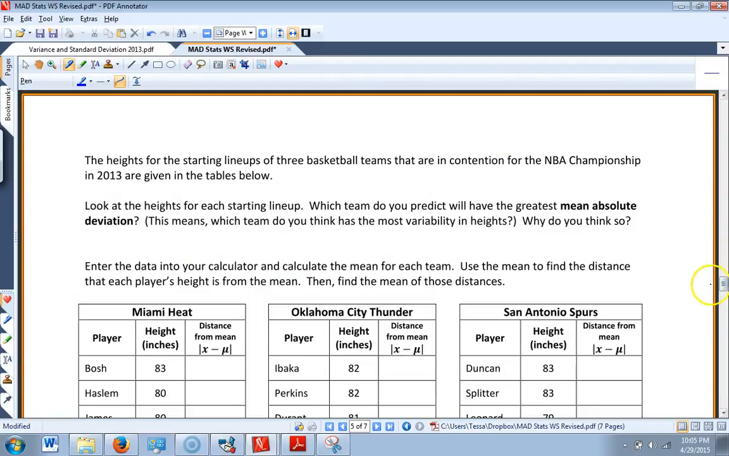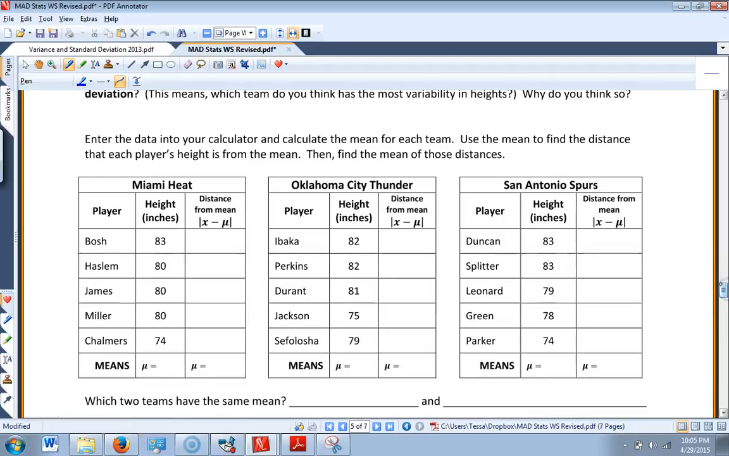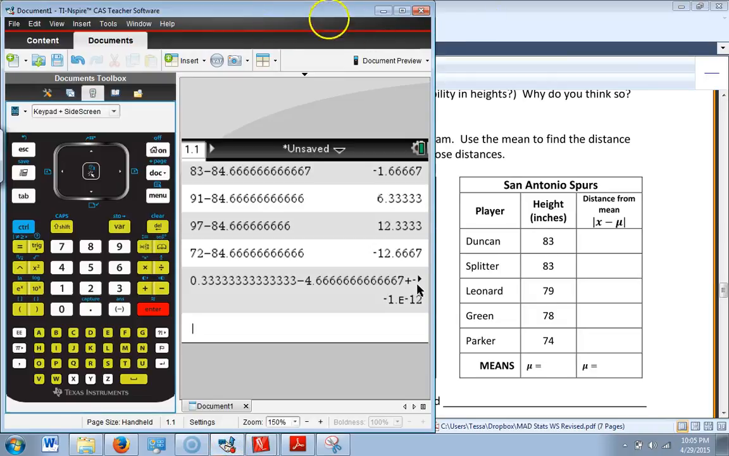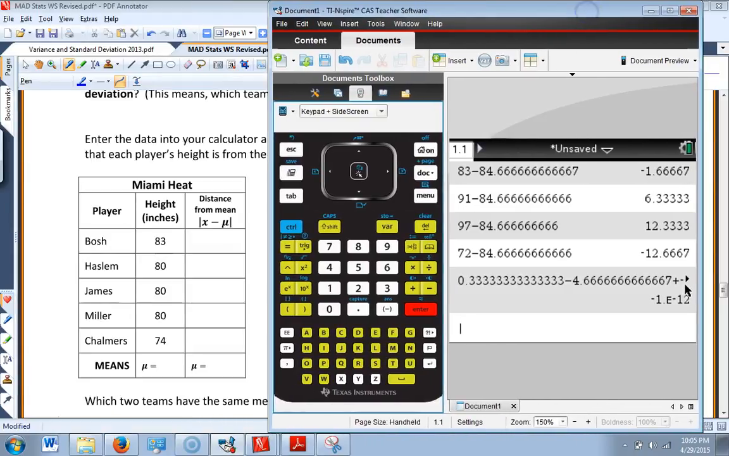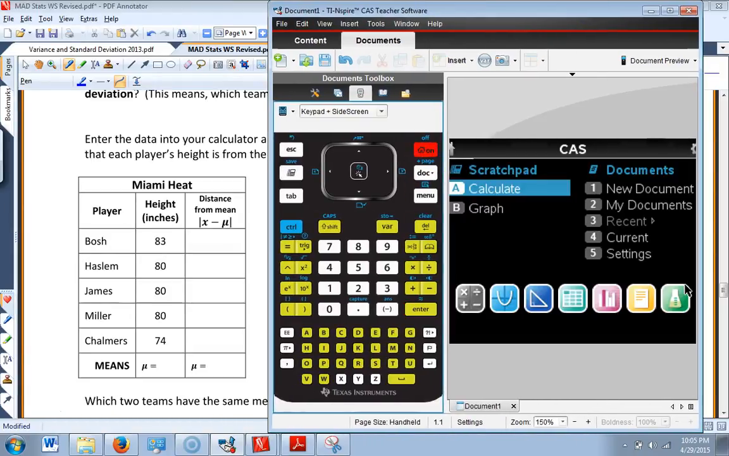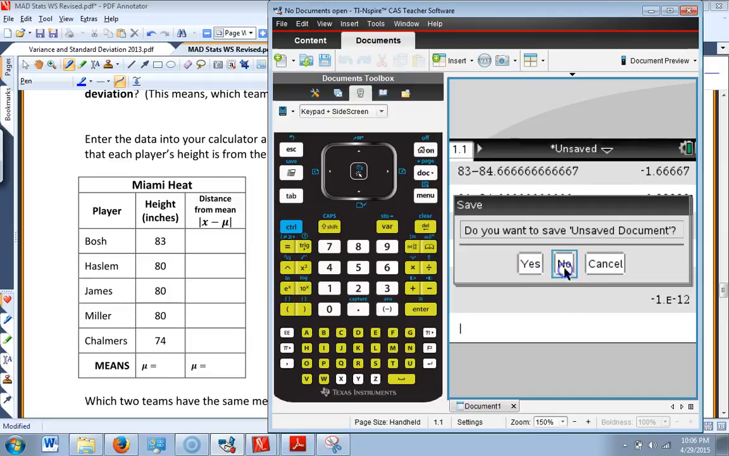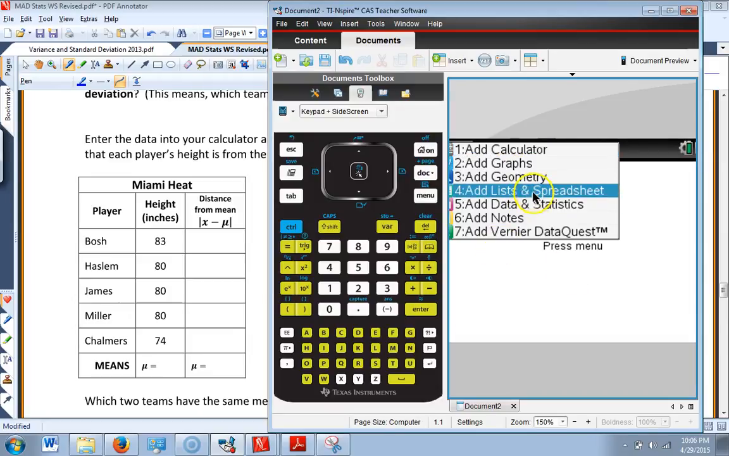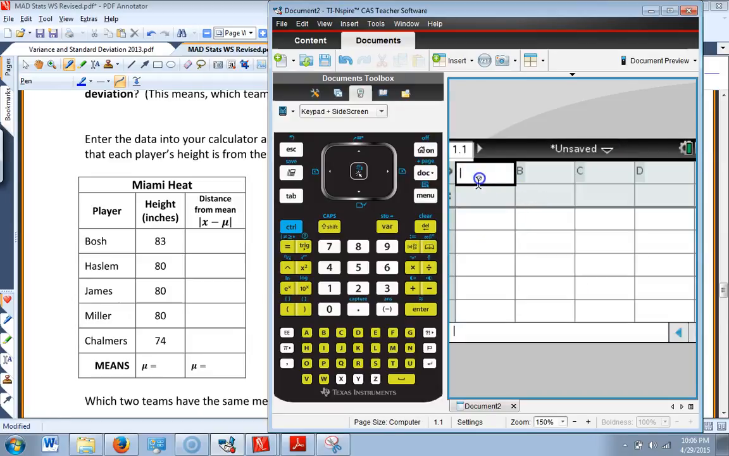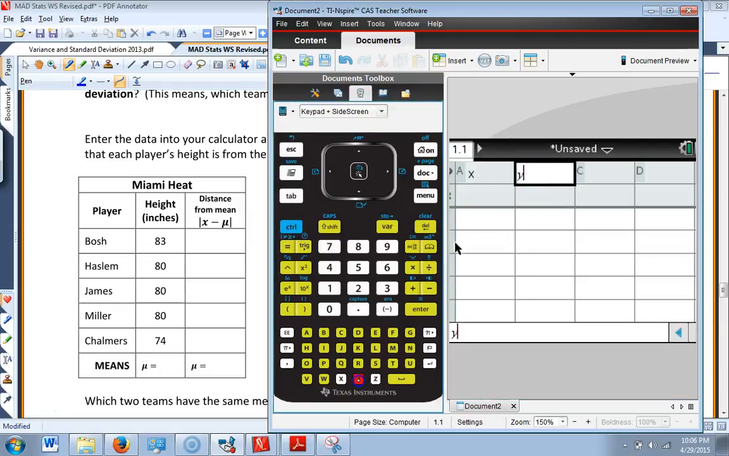Pick up the pace. We're going to go through this one really fast. Everybody get out your calculator and make a new document. So home button and new document. We are not going to save the old one. We are going to add lists and spreadsheet. We're just going to start by naming each of our lists, X and Y.